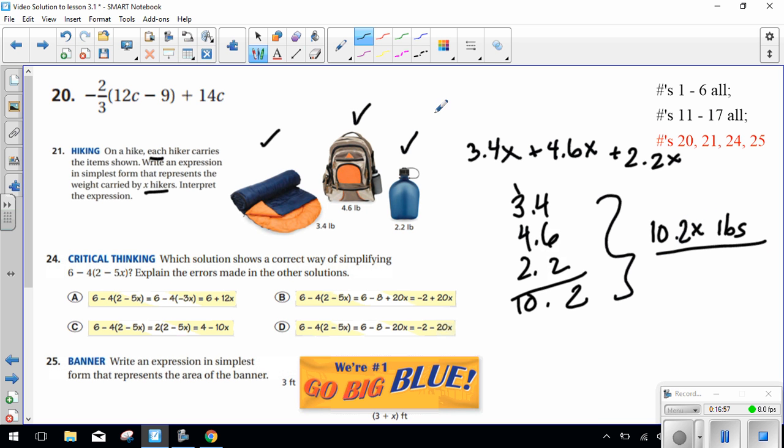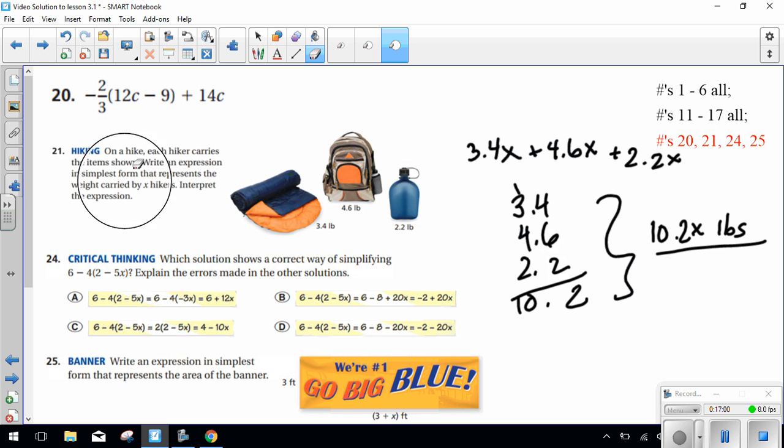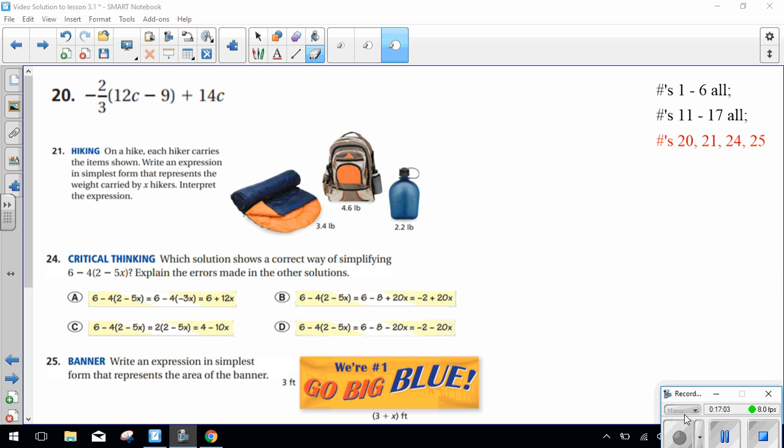All right, let's move on to number 24. So for this question, it's asking us to show the correct way to simplify 6 minus 4 times the quantity of 2 minus 5x and explain the errors made in the other solutions. So the easiest way to find the correct one is just by doing the problem and finding the correct solution. Because if you try to sit here and read through all the work without knowing what the correct answer is, you're going to think all of them are right.